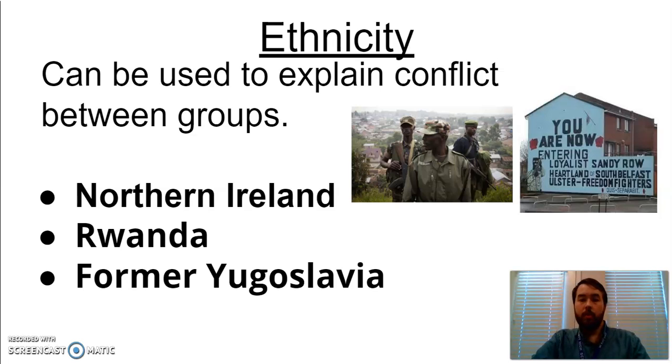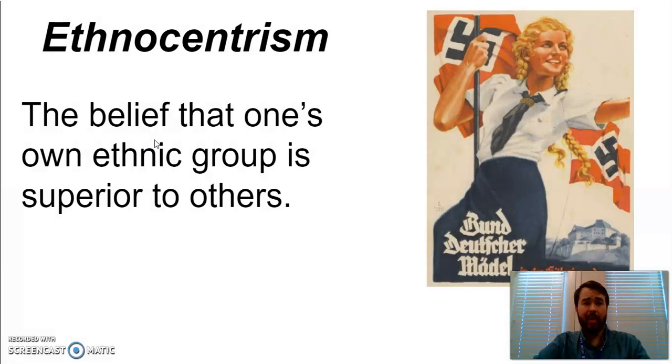So ethnicity can also explain conflict between groups, and we're going to look at certain groups throughout world history that have had conflict due to differences in their ethnic groups. Places like Northern Ireland, Rwanda, the former Yugoslavia. We're going to get into those about how differences in ethnicity can cause conflict. And then we'll also get into ethnocentrism. Similar to racism, it's this idea that one's own ethnic group is superior to somebody else's. So I know that's a lot, but we're going to cover all different aspects of this range of race versus ethnicity. How are they different? And what are some social consequences of these ideas?